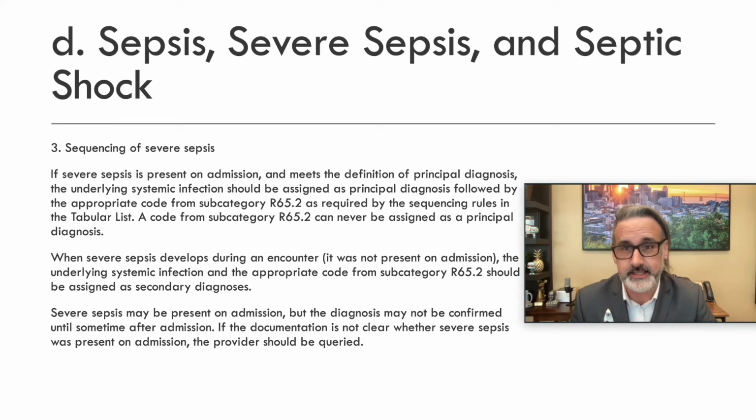So translating this guideline, R65.2, the severe sepsis code, can never be listed first. But then looking at the documentation, if severe sepsis is present on admission, then we would still code the underlying infection first as a principal diagnosis, followed by then the R65.2 for severe sepsis. But then when sepsis happens during the encounter, as in like while they're inside the hospital, we still code the underlying infection first, followed by the R65.2 code second in that case.